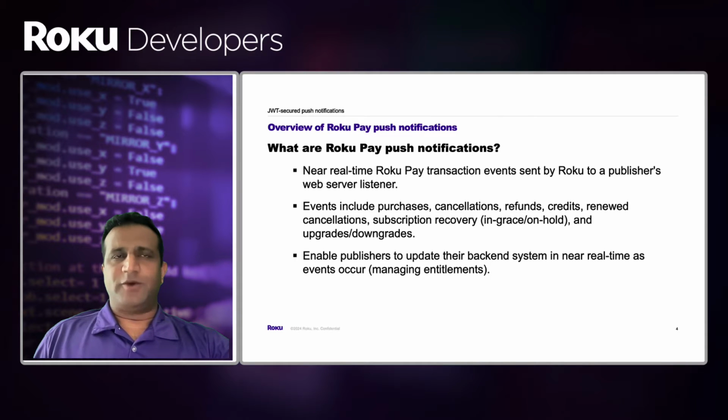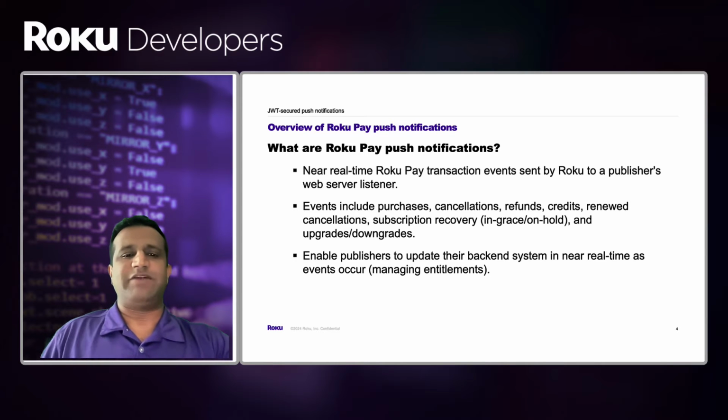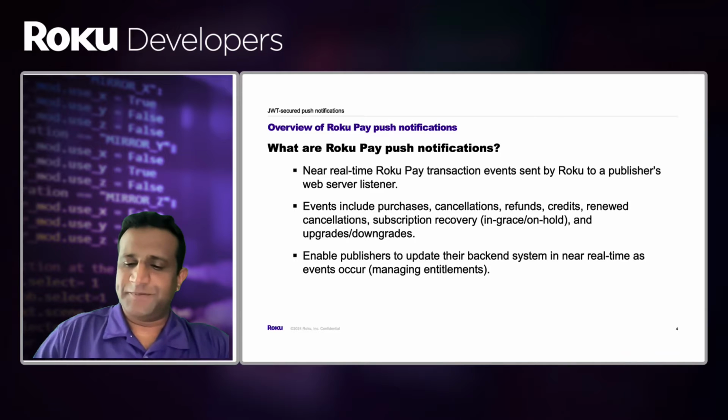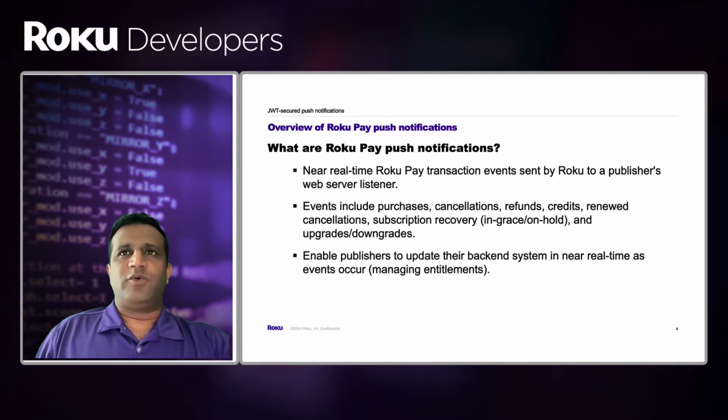It is not a good practice to always poll for receiving some status. So we enable push notifications for that real-time communication. As soon as a user places an order, which we call a purchase, or another event like cancellations, refunds, credits, renewals happens, any milestone that can happen through your customer subscriptions, the partner will get notified through the push notifications. That's how Roku Pay and push notifications work together.